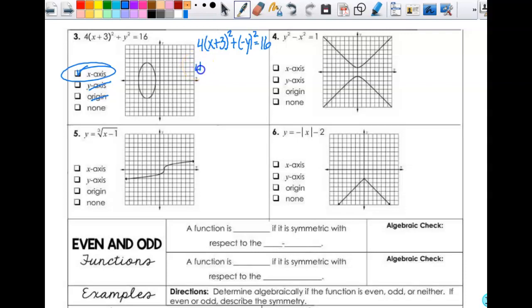So then this is going to give me 4 times x plus 3 squared plus y squared equals 16. These two match, so I'm good.